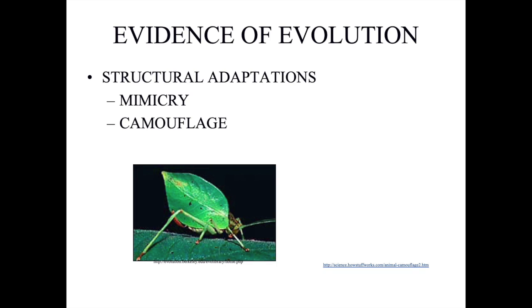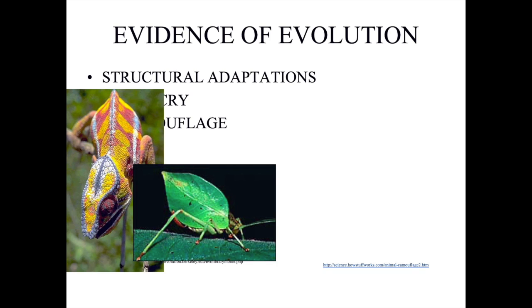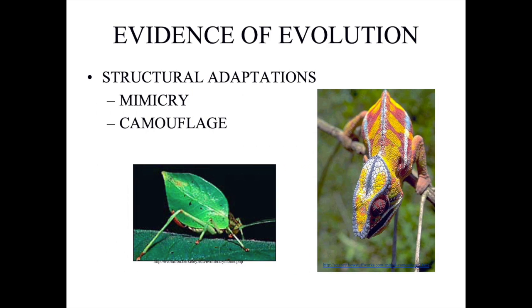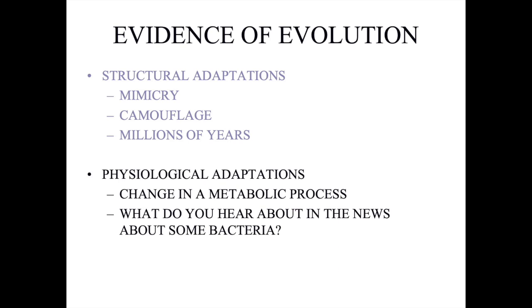Camouflage would be a little bit different than that. I want you to think about colorations. That is what gives you camouflage. Stripes in a tiger let it blend into the environment. Stripes on a zebra let it blend into the environment. And so those structural adaptations are examples of evolution in process that took millions of years to happen. You also have physiological adaptations. Now remember, physiology is the actual function of an organism.